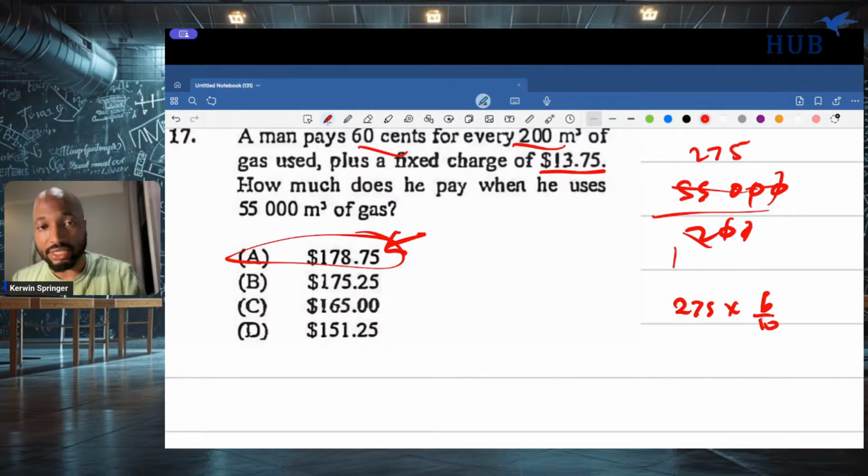A is the answer. Chavi, why are you still up? You're supposed to be sleeping. What happened?